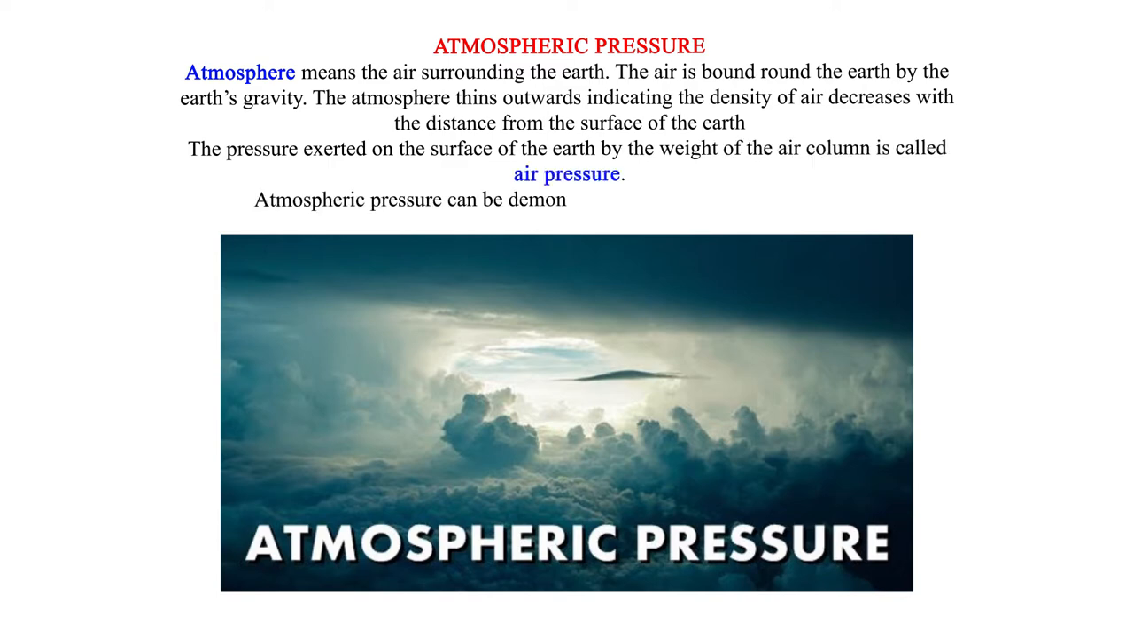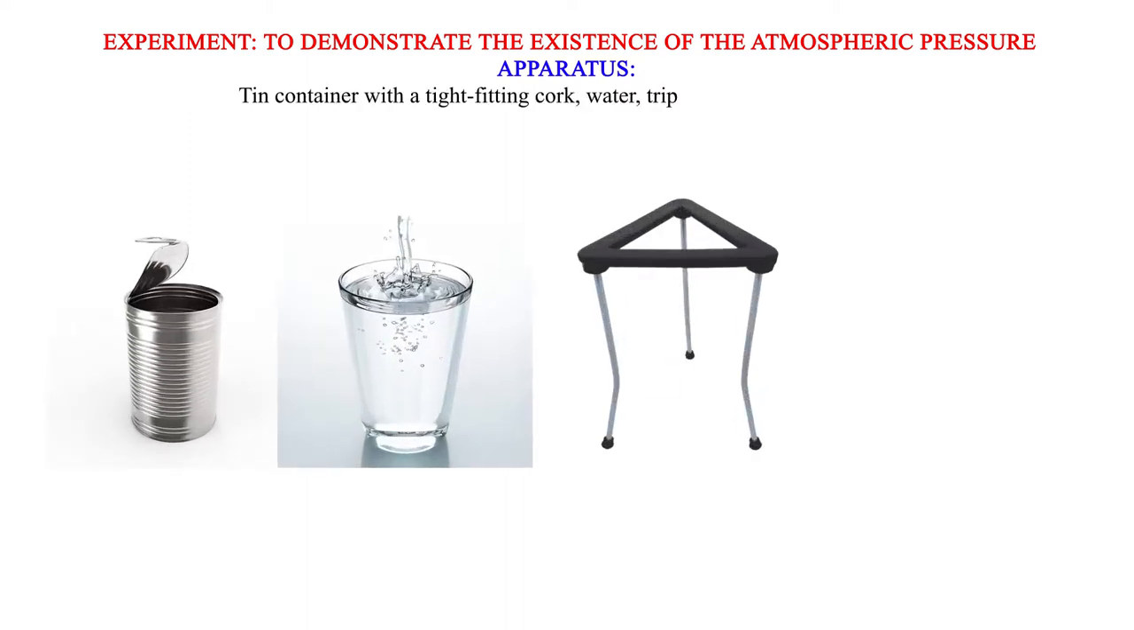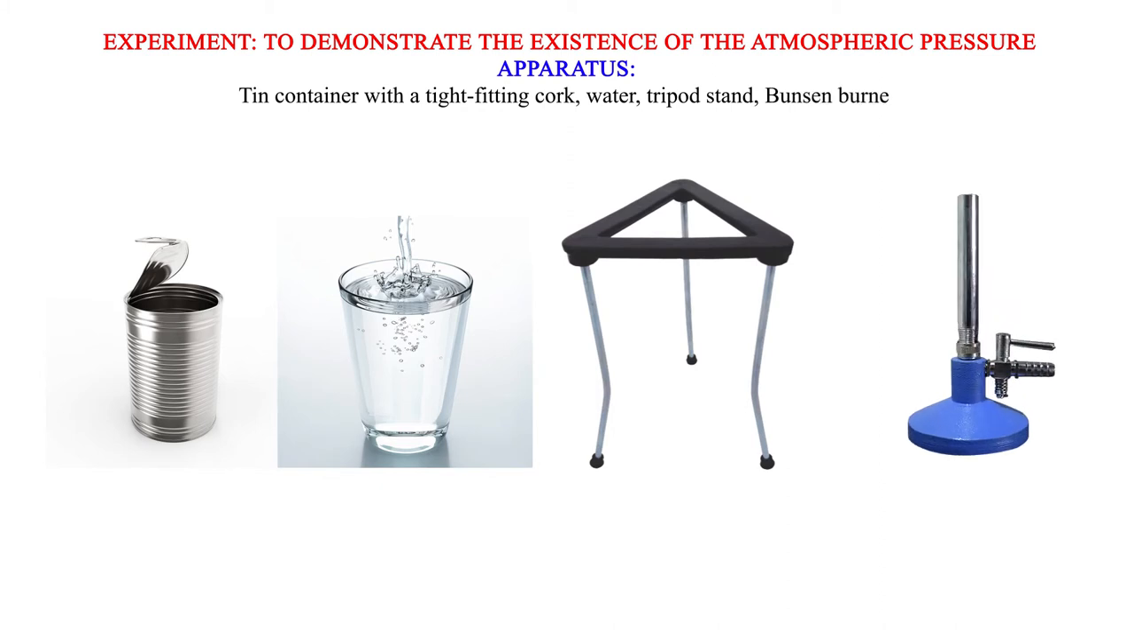Atmospheric pressure can be demonstrated by the crushing can experiment. Experiment: to demonstrate the existence of the atmospheric pressure. Apparatus: tin container with a tight-fitting cork, water, tripod stand, Bunsen burner.